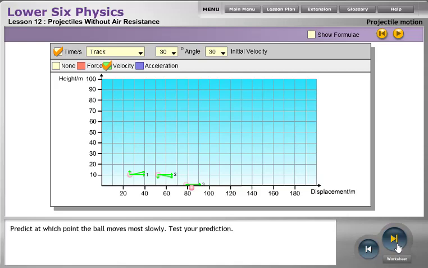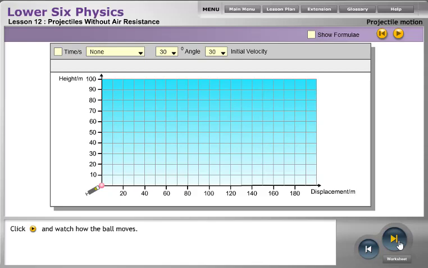Predict at which point the ball moves most slowly. Test your prediction. Answer: at the highest point. Here, its vertical velocity is 0. Click Start and watch how the ball moves.